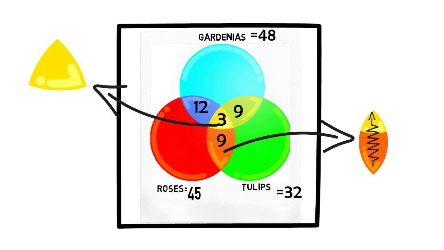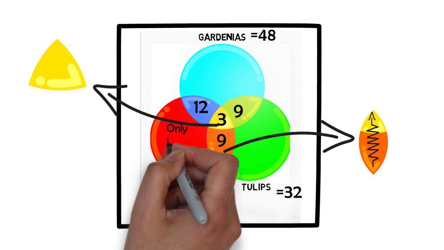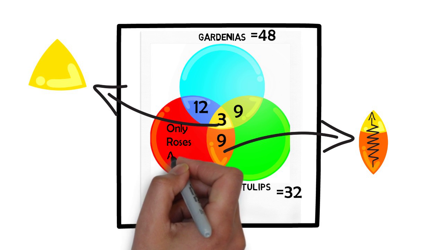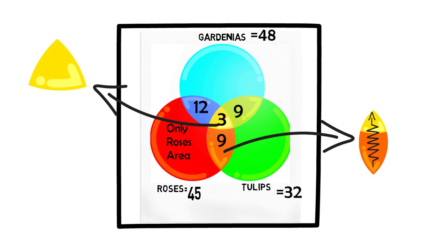In reading through our word problem once again, we see that we've entered all the available information. This means we're ready to find the solution to our question, which once again is how many homes planted only roses. Looking at our Venn diagram, the question wants us to solve for the solid red area that has no overlap.